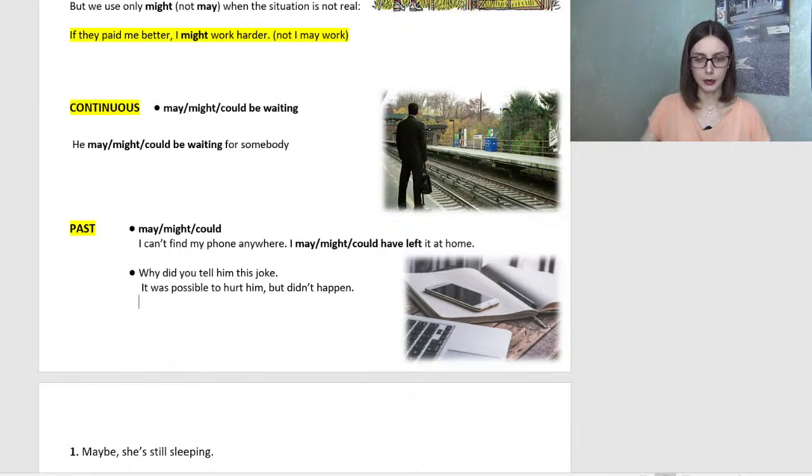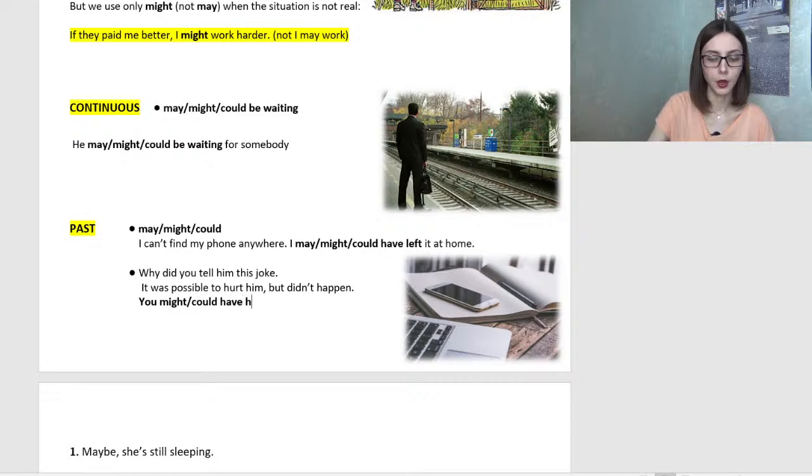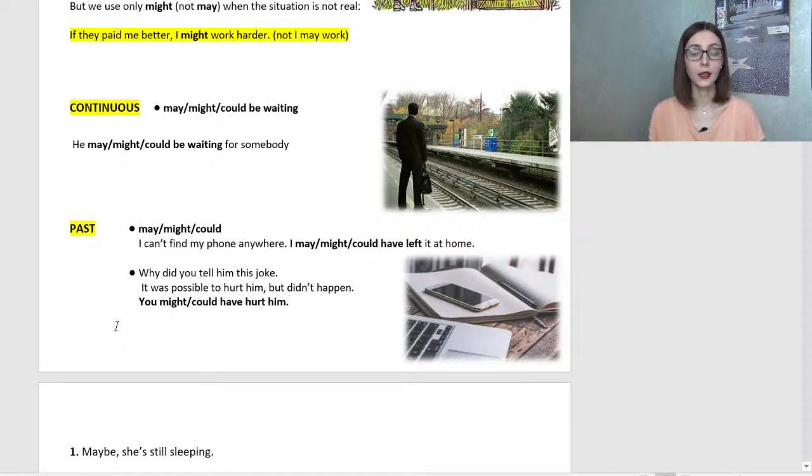So you can say you might or could have hurt him. So why did you tell him this joke? You might have hurt him, or you could have hurt him. Because it didn't happen, the situation was not real, you don't use may in this case. You might have hurt him, you could have hurt him.